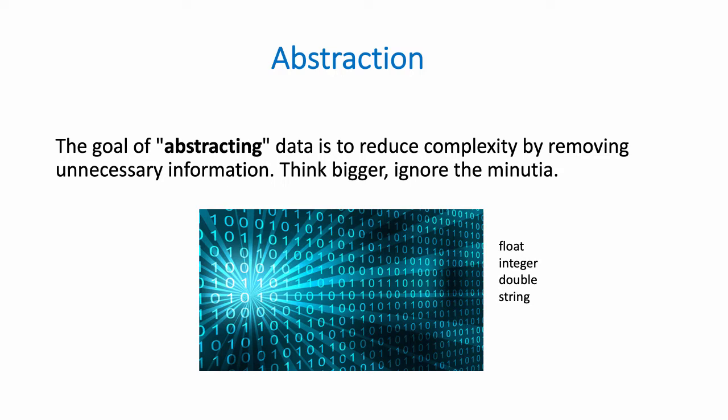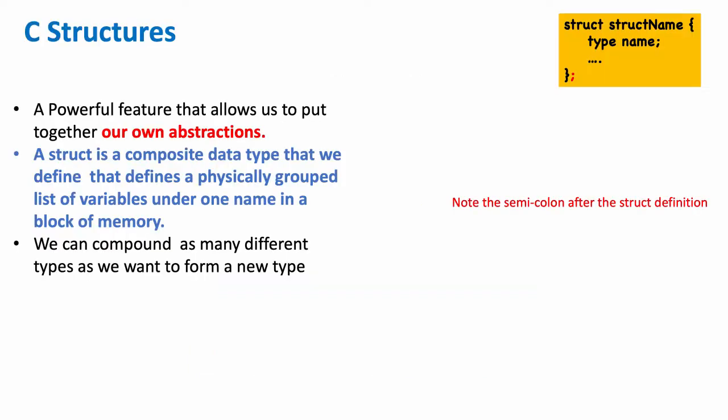What C also provides, though, is that it allows us to create our own abstractions. So how do we do this? C structures are a powerful feature. They allow us to put together our own abstractions. It is a struct that we're going to use. A struct is a composite data type that we define that allows us to physically group a list of variables under one name in a block of memory.